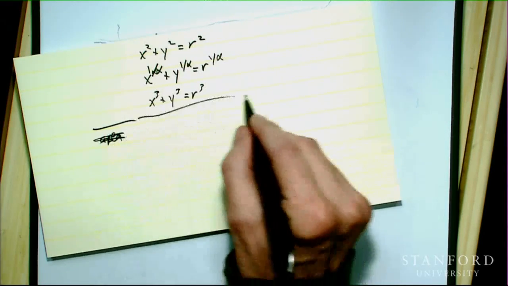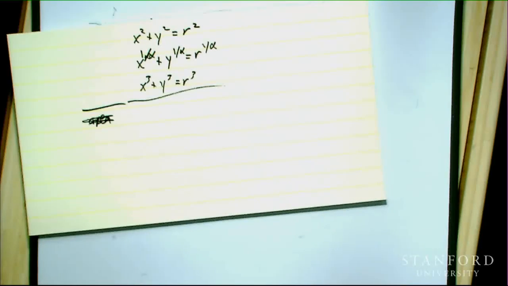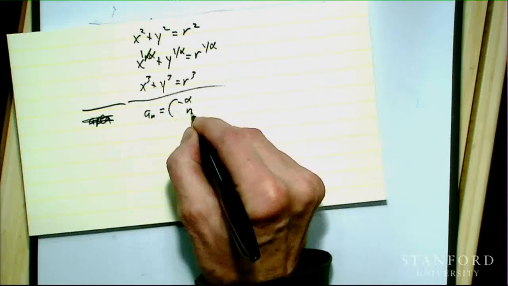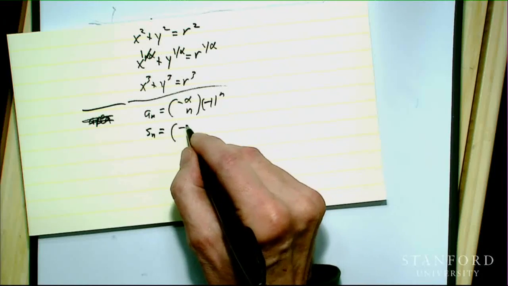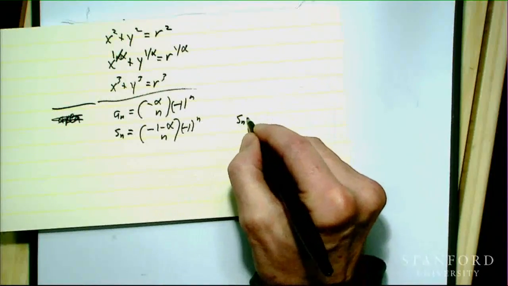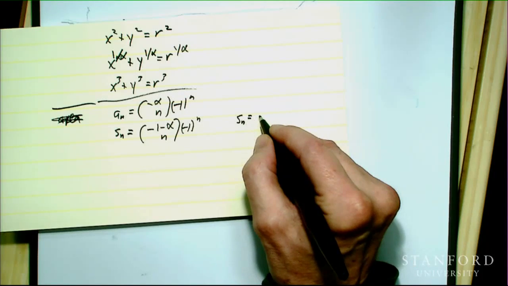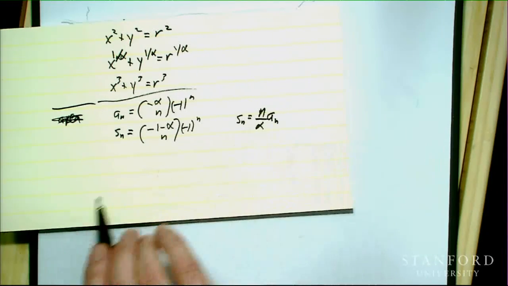Okay, so we have the same formulas as before, and almost all the argument works without change. Generalizing from alpha equals 1/2 to arbitrary alpha works pretty much without change. A sub n is minus alpha choose n, times -1 to the n. And S sub n is equal to -1 minus alpha choose n, times -1 to the n. S sub n, instead of being equal to 2n a sub n, is n over alpha times a sub n.